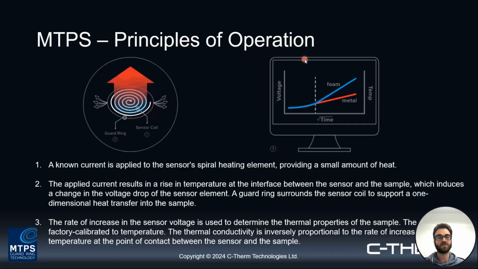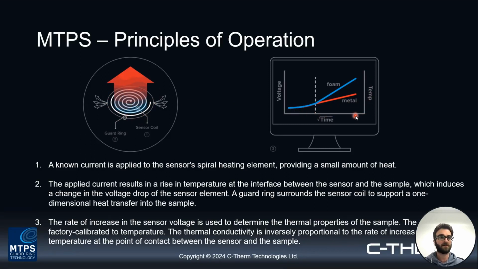So from a principles of operation standpoint, again, I won't go too deep into the weeds here today, but essentially how the measurement works is there is a heating element on the top side of the sensor, you can see here. This is what's going to, of course, impart that thermal input to your material for the test. As the sensor coil heats up and delivers that thermal input, the sensor is simultaneously monitoring the change in temperature that occurs as a function of time.